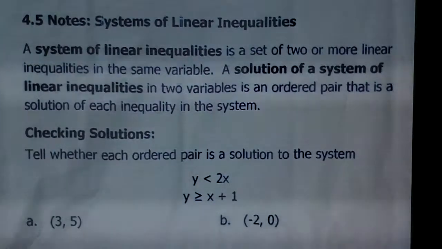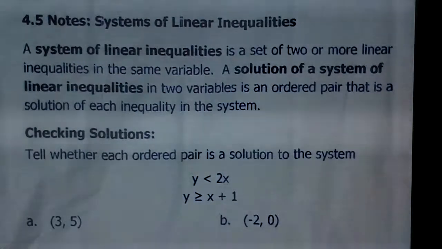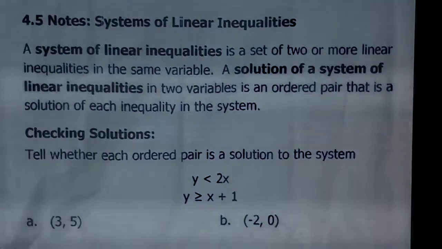Welcome back. Okay, system of linear inequalities. It's basically like a system of equations, except they're inequalities. There's not going to be an equal sign. They need to be in the same variables, and the solution to this is any ordered pair that's a solution of each inequality in the system. So there can be more than one. There's not just going to be one point. It's not just the one point where the graphs overlap. It's where the shaded portions of the graph overlap. So you're going to have multiple solutions with this one.